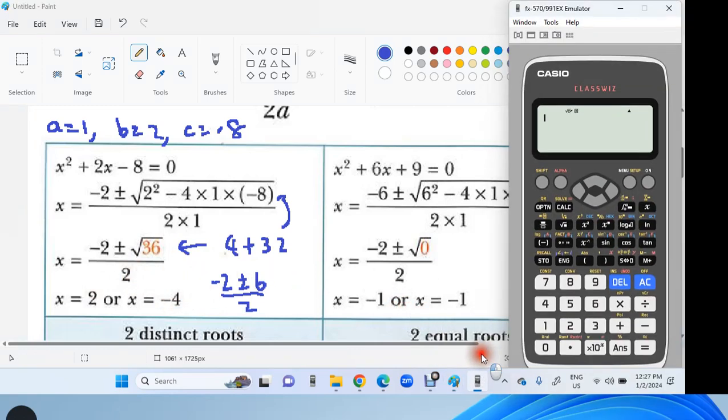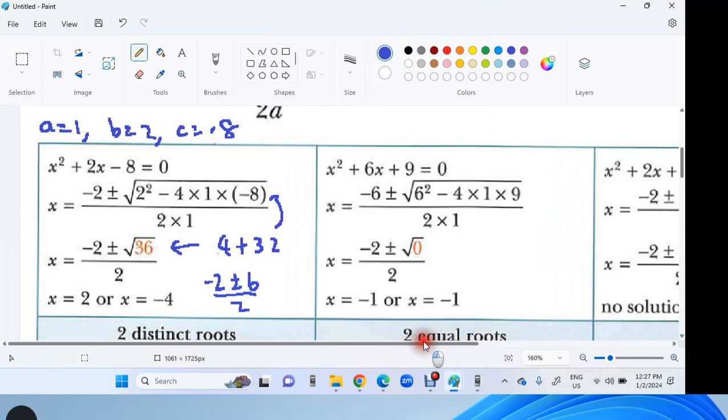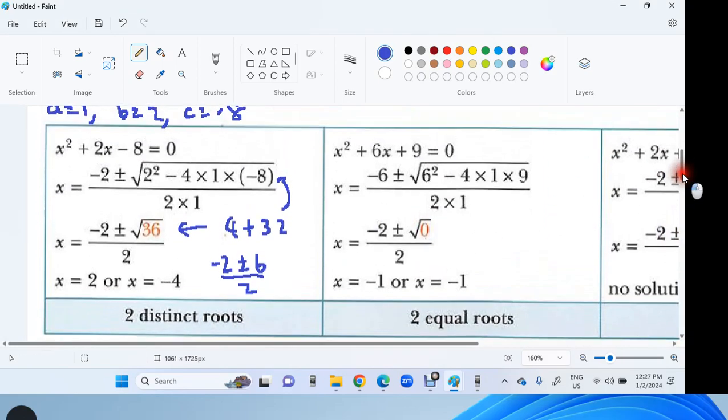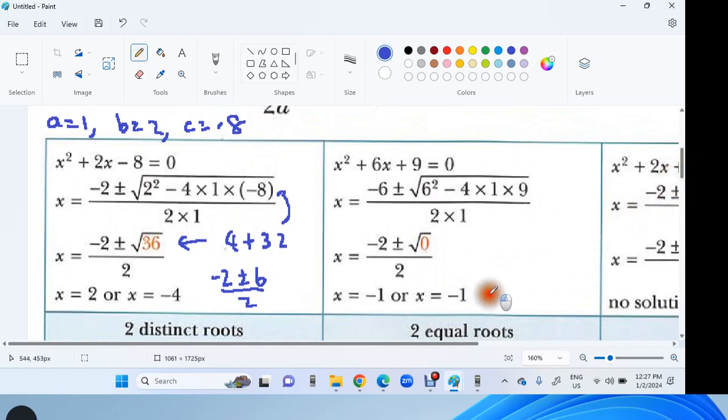Okay, we can look at our calculator. If I press the equation, then polynomial degree 2, we have a equal to 1, b equal to 2, c equal to negative 8. Then we have the 2 and negative 4. So you look at the example, they will return you x1 and x2. That is the root. So for this one, we call it two distinct roots, two different roots.